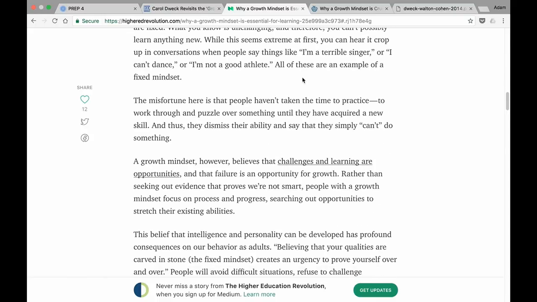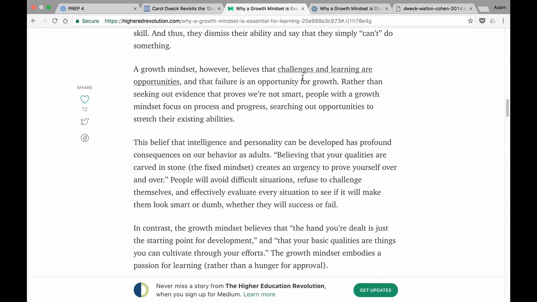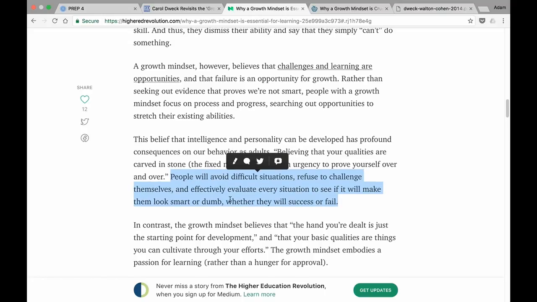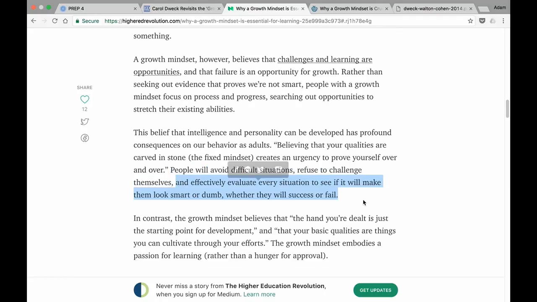I found something really interesting here, and I thought that, oh, this could actually work. But unfortunately, there was a couple problems. So I found this testimony from her, and she said that people with a fixed mindset avoid difficult situations, they refuse to challenge themselves, and yada yada yada. People will avoid difficult situations, refuse to challenge themselves, and effectively evaluate every situation to see if it will make them look smart or dumb, whether they will success or fail.